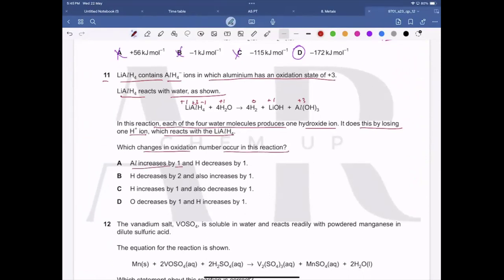Aluminum increases by 1 and hydrogen decreases by 1. Aluminum increasing by 1 makes it wrong. Hydrogen decreases by 2? Hydrogen goes from -1 to 0 and +1 to 0, so no. Hydrogen increases by 1 and also decreases by 1, yes. Oxygen decreases by 1? No, there is no change in oxygen. So only C is correct, because hydrogen has -1 and hydrogen has +1, so the hydrogen oxidation number is decreasing by 1 and increasing by 1.